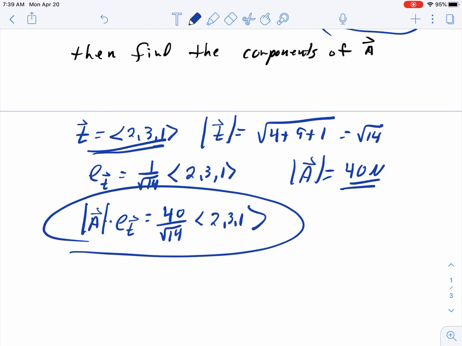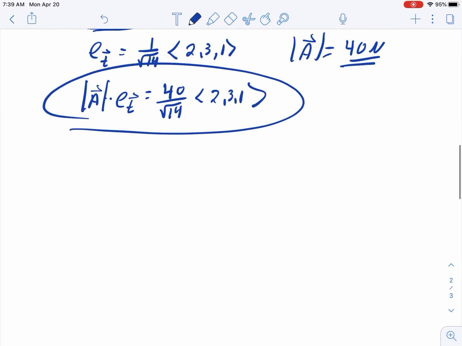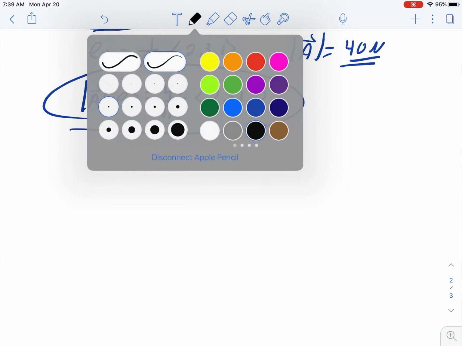Okay, so now you have the components for A in that direction. Let's look at one last thing I want to review.